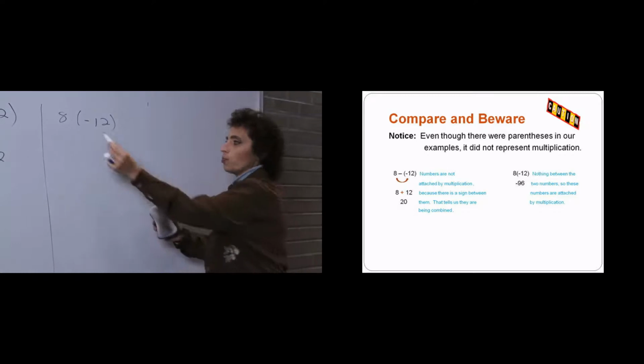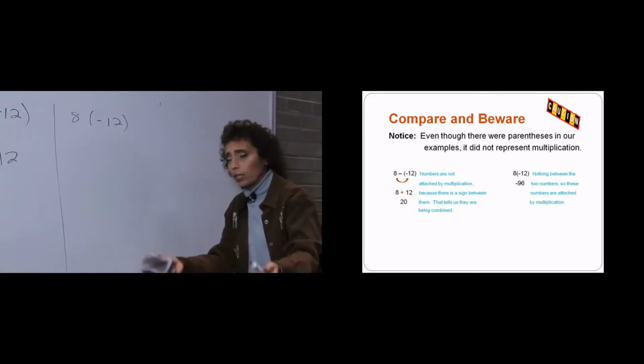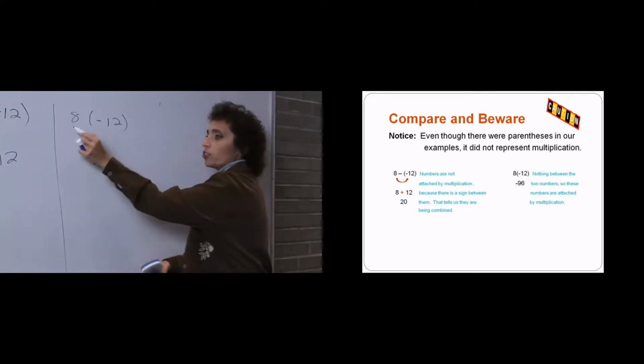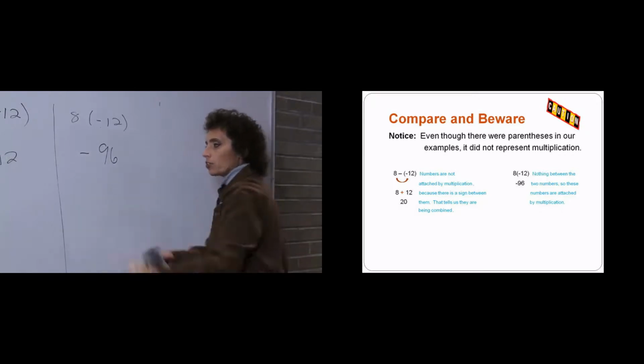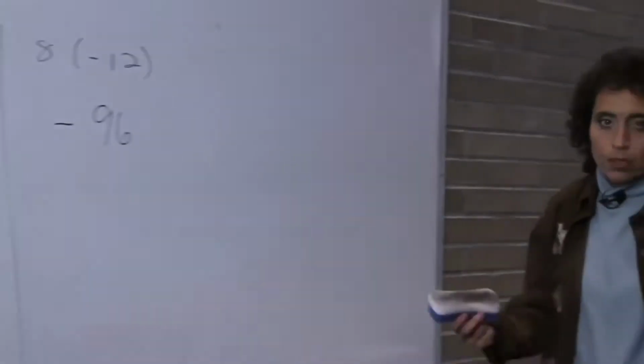Here, this is just multiplication. Remember, in multiplication, we're not thinking money. We're looking at the signs. If the signs are different, then the answer is negative. 8 times 12 is 96. So that is negative 96. Okay, you try a couple.